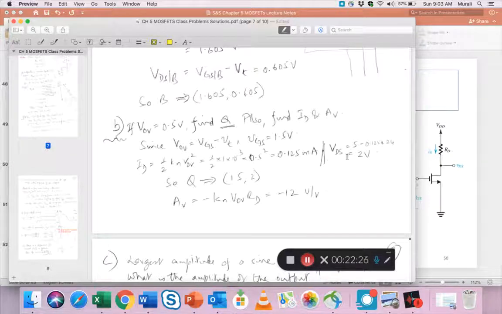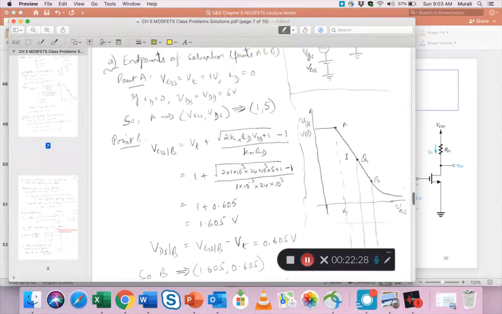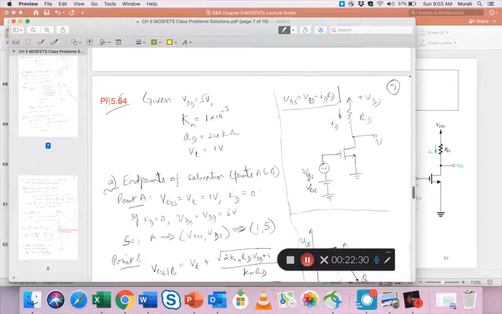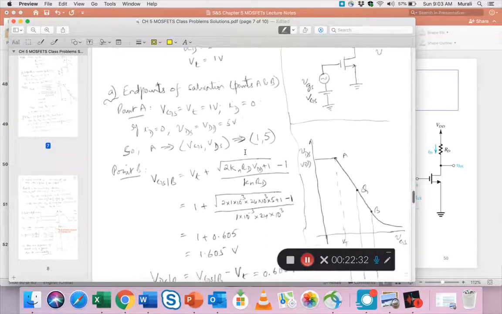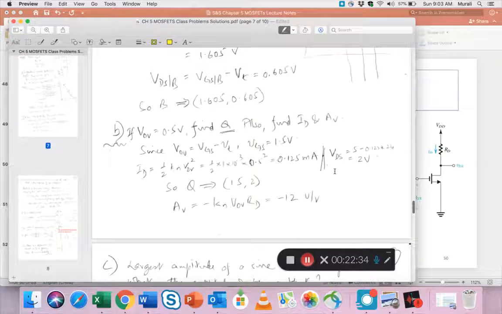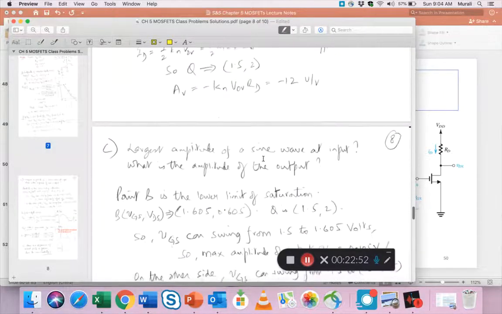And then to find VDS, you use the basic formula, the KVL on the drain side. So you come up with 2 volts. So the Q point has 2 coordinates, 1.5 and 2. Both are voltages. AV is just the simple multiplication of 3 things, and that comes out to be minus 12. So that was part B.